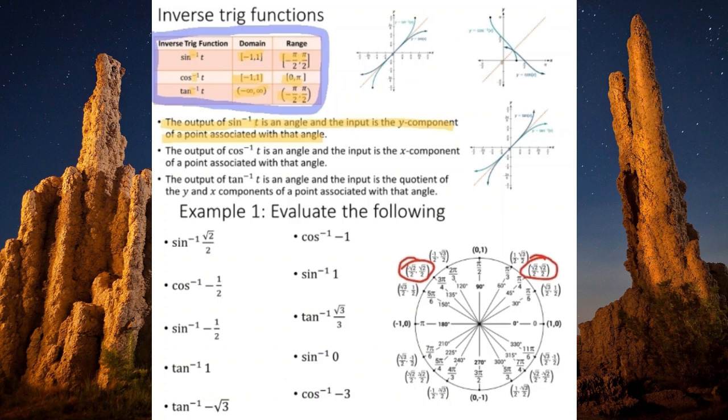Now, if we analyze our unit circle, we see two angles. We see pi over 4, and we see 3 pi over 4. But what should be our answer to sine inverse of root 2 over 2? Since we're defining an inverse function, we should only have one answer.